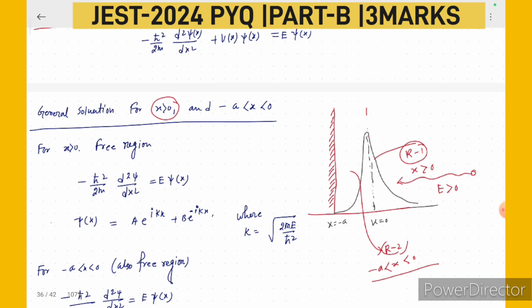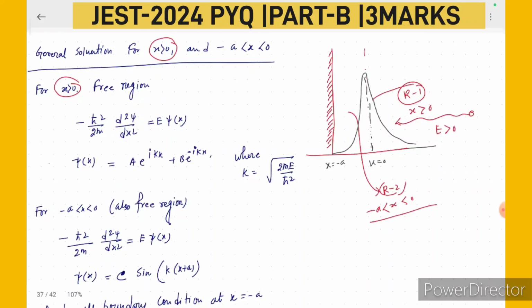So for x greater than 0, this is the free region. For this free region, we have the Schrodinger equation: minus h-bar squared upon 2m d2 psi upon dx squared equals E psi of x. From this Schrodinger equation, we have the solution psi of x equals A e to the power ikx plus B e to the power minus ikx, where k is the root of 2mE upon h-bar squared. This is a very easy question, we already know, right?